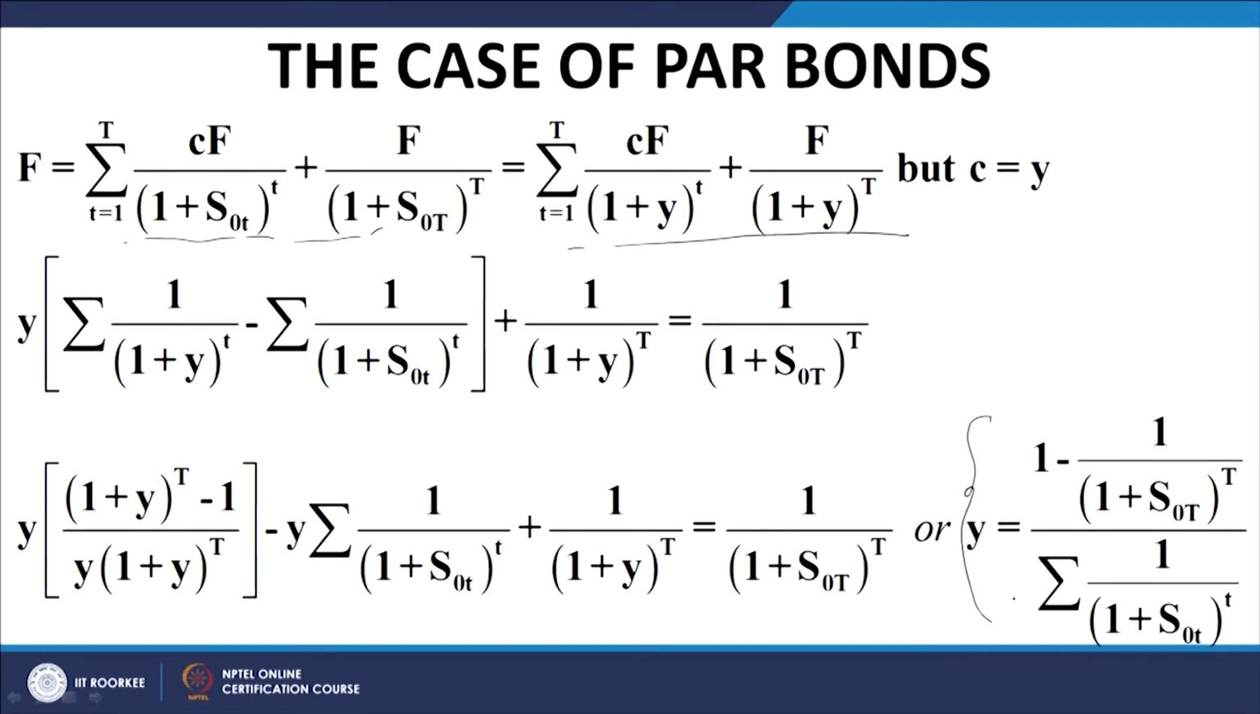Y is equal to 1 minus 1 upon (1 plus S0T) to the power T, where capital T is the maturity of the instrument, divided by the summation of 1 upon (1 plus S0t) to the power small t. So, this is a simplified expression that we get for the case of par bonds, which are redeemable at par, which are trading at par. We can do some simplification in the exercise of calculating YTM.